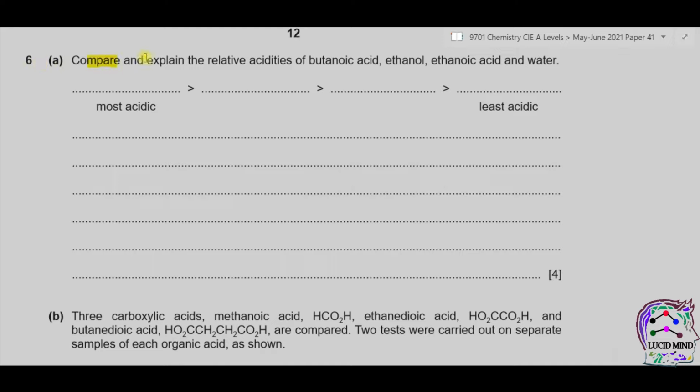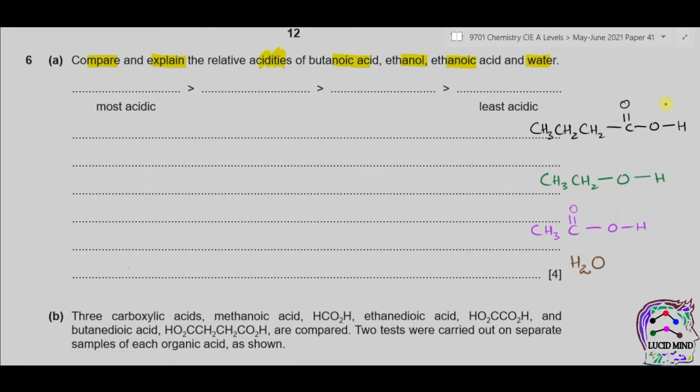Question 6, Part A, compare and explain the relative acidities of butanoic acid, ethanol, ethanoic acid and water. We can draw the structures. First one is butanoic acid. In butanoic acid we have CH3, CH2, CH2, then C double bond O, OH. Then we have ethanol. In ethanol we have CH3, CH2, OH. Then ethanoic acid, CH3, C double bond O, OH. And last one is water, which is neutral.